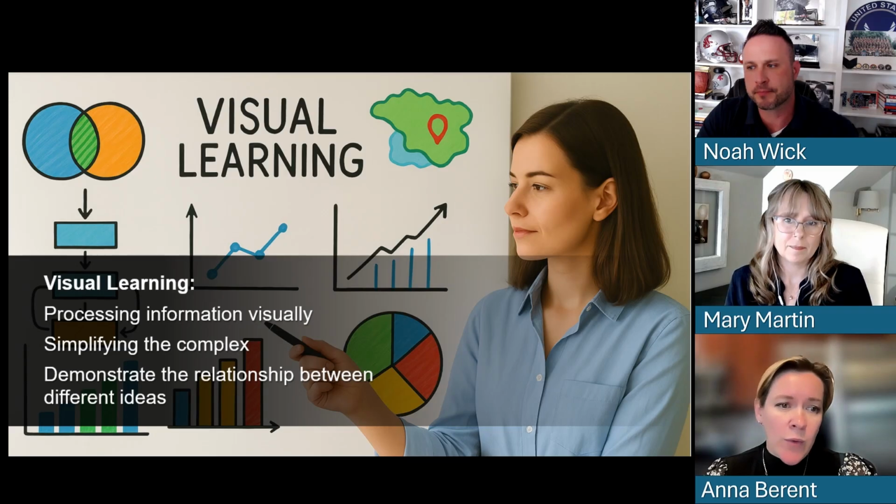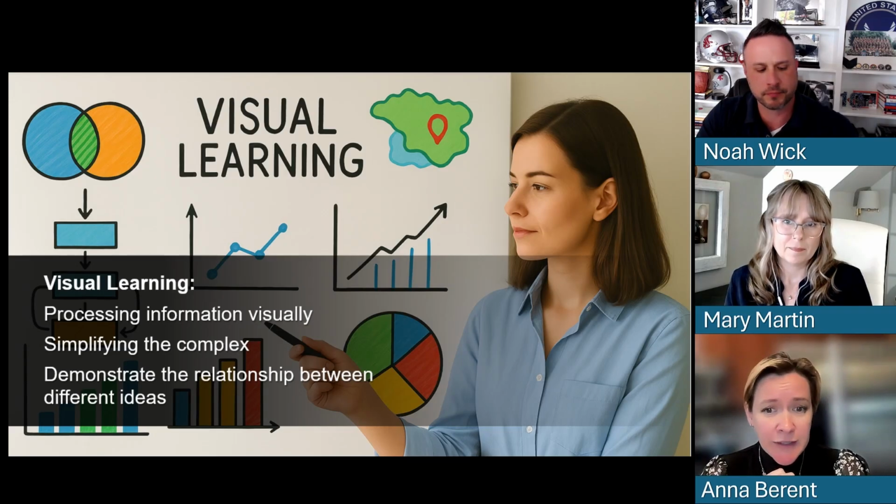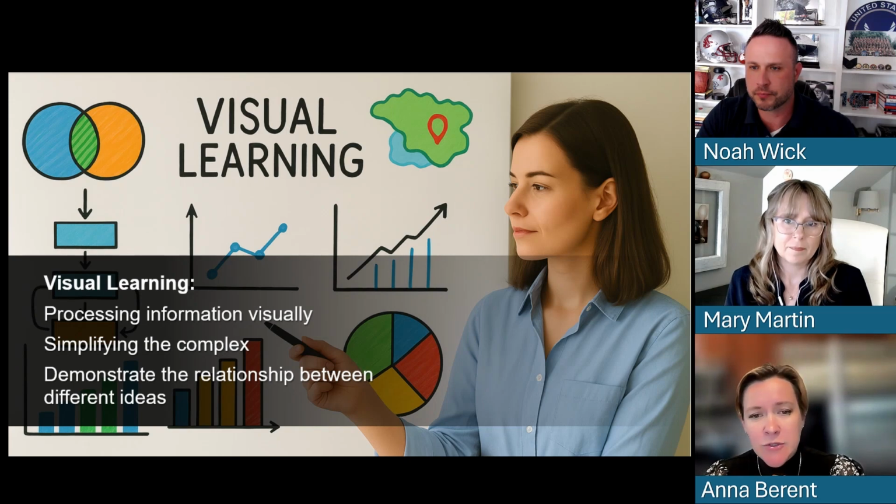And so we went into a little bit of theory here. What is visual learning? Essentially the basic definition of it is being able to process and retain information through visual cues. And that would ultimately allow the receiver of the information to understand more complex ideas, data, and concepts much easier.